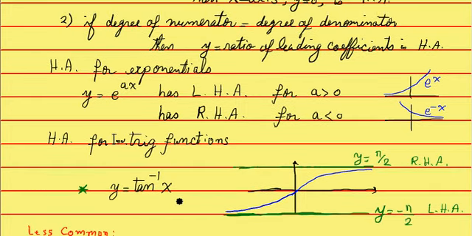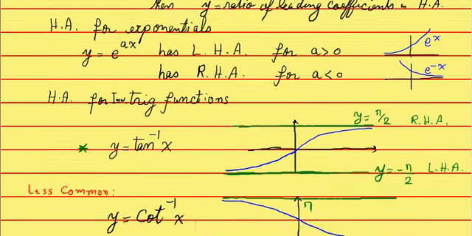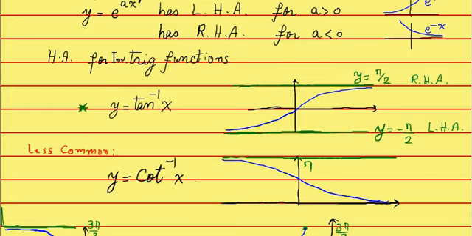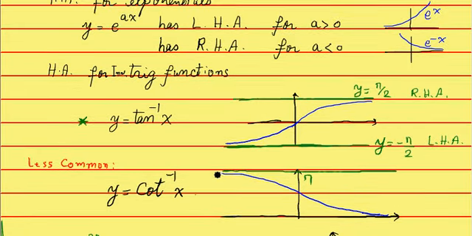Tangent inverse of x has a graph looking like this. Tangent inverse of a very large number is about pi over 2 or 90 degrees, and for a large negative number, tangent inverse is going to be minus 90 degrees or minus pi over 2. So tangent inverse has two horizontal asymptotes. Left and right are different from each other, and the picture looks like this. Less common than tangent inverse is cotangent inverse, and the picture of that looks like this.